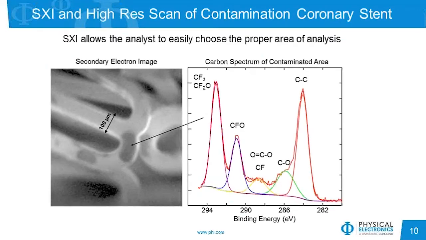We can also perform high-resolution analysis of the carbon 1s peak, and it shows, again, as we saw in the survey, the presence of fluorine, which would be a contaminant in this case, and the high-resolution scan of carbon also reinforces this, that we see carbon-fluorine type bonding.